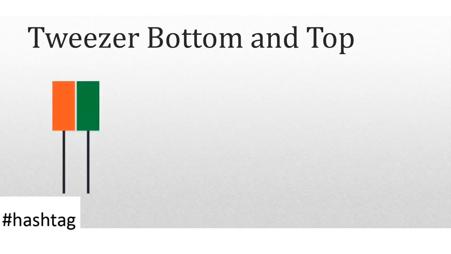And finally, tweezer top and bottom. So a tweezer top is this one over here. Okay, so this is actually a tweezer bottom. So let's talk about the tweezer bottom first. I would say it's quite a powerful pattern because it's showing you rejection of lower prices two times. First rejection, second rejection.